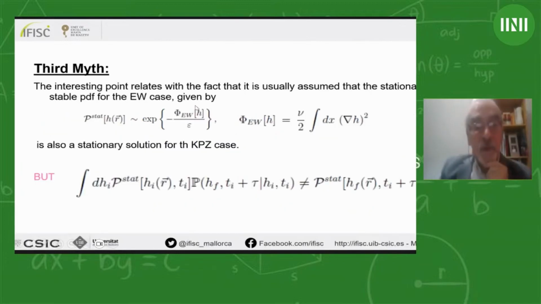And the important aspect here is that it was classically assumed that this distribution, that is the equilibrium distribution of the Edwards-Wilkinson problem, is also a stationary solution for the KPZ case. But if we consider this distribution and propagate it with the short-time propagator, we will find that there is a difference, a very small difference. But as soon as we repeat the propagation steps, we will find that the system departs from the Edwards-Wilkinson one. That means that this is not a stationary solution of the KPZ case.